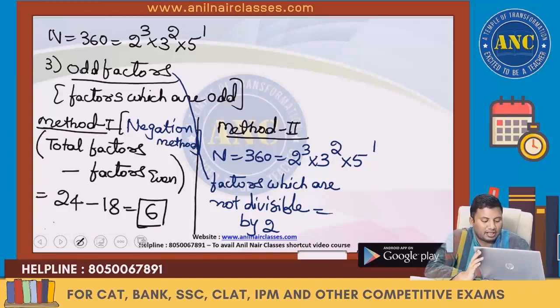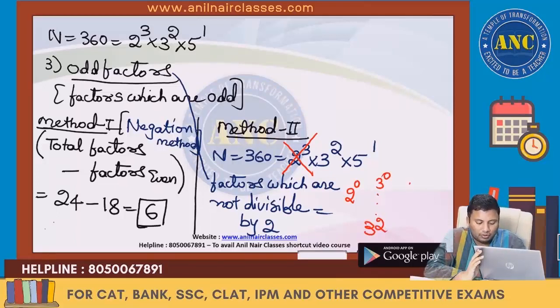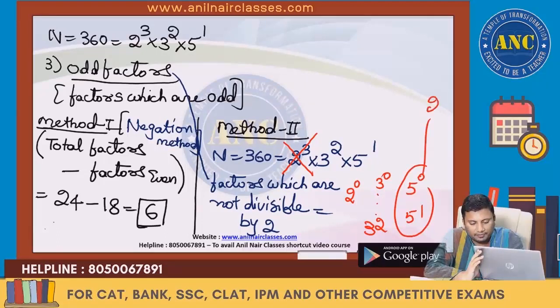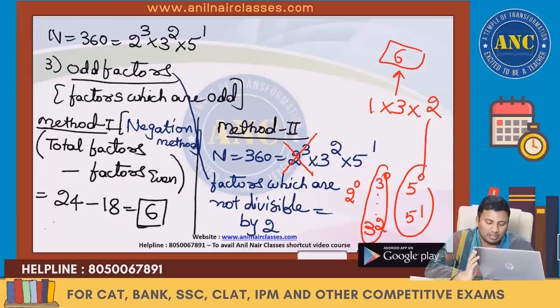Because it is a factor which is not divisible by 2, all the powers of 2 are eliminated except 2 power 0. 1 into any number is 1. 2 power 1, 2 power 2, 2 power 3 are eliminated. Only 2 power 0 will be present. 3 power 0 to 3 power 2, 3 cases. 5 power 0 to 5 power 1, 2 cases. 2 power 0 is 1 case. 1 into 3 into 2, total 6.